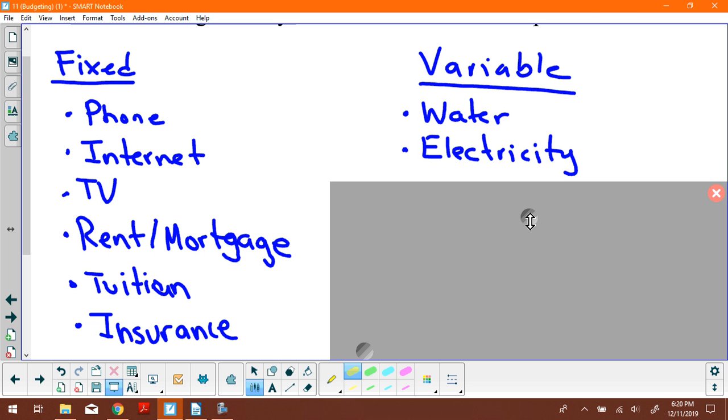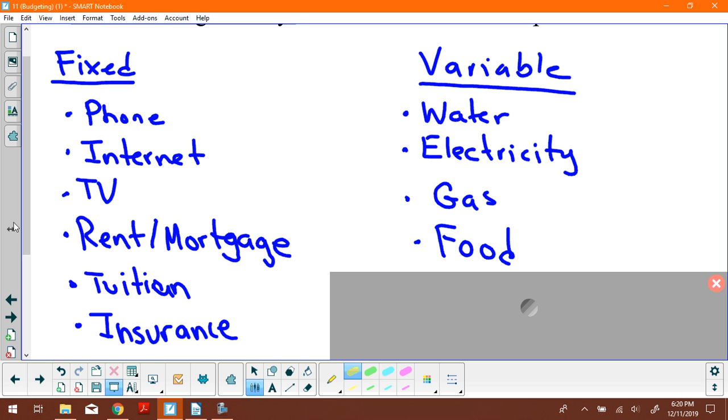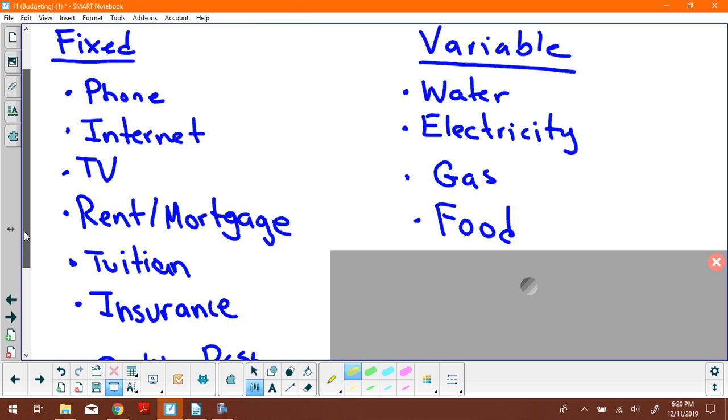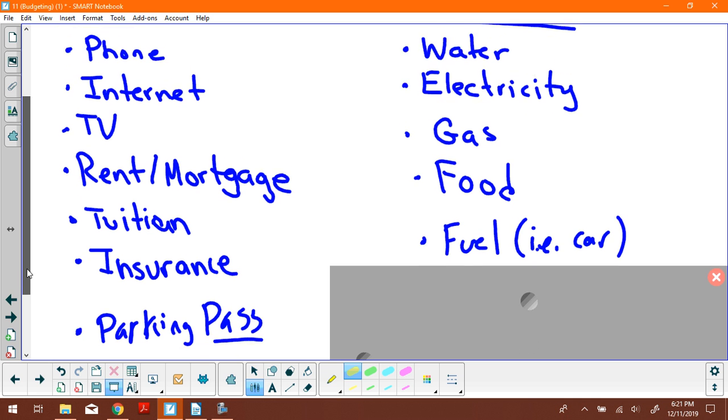Electricity. It's not exactly the same month to month because it's based on usage. Gas, whether that be heating fuel for your home or just buying gas for your vehicle, that's a variable expense. Food is variable. Even if you bought the exact same groceries week to week, there are sales. Prices change here and there, so it wouldn't be exactly the same. Fuel, so I guess we talked about that one. Is variable.